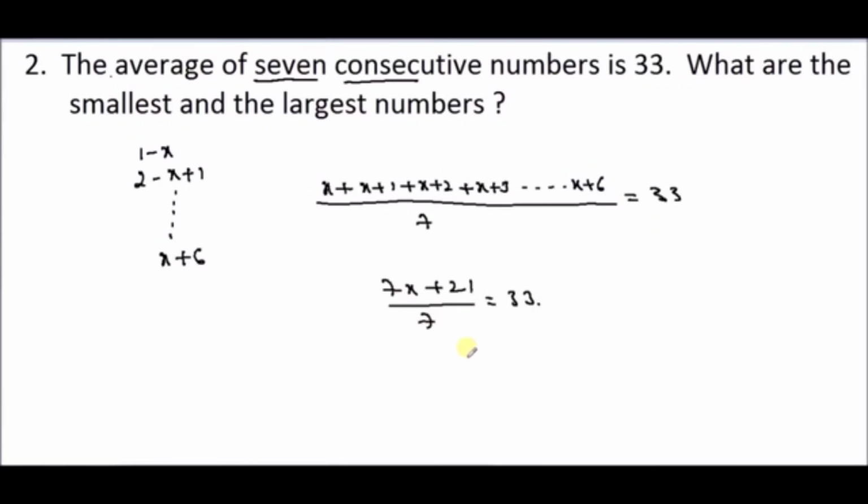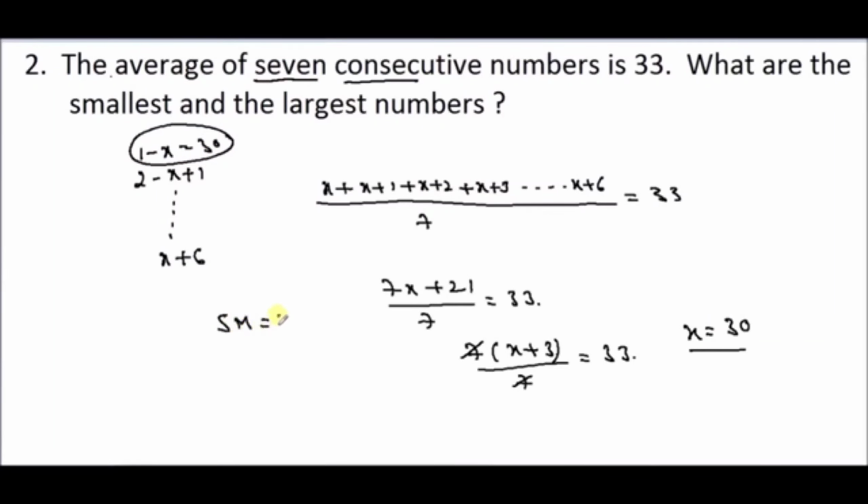Now take 7 as the common. If you take 7 as common, 7 times x plus 3, divided by 7, should be equal to 33. Now you can very easily say x is equal to 30. What do you mean by this? When x is equal to 30, the smallest number is 30. And the largest number should be x plus 6, 30 plus 6. Now the largest number should be 36. As simple as this. Hope you got the idea. Now move on to the next one.